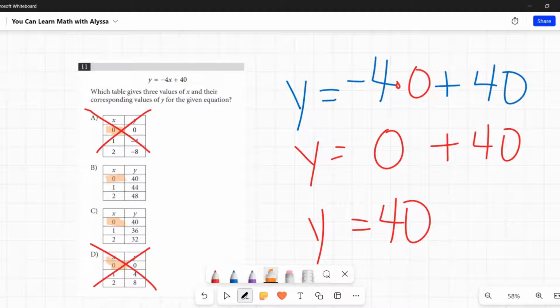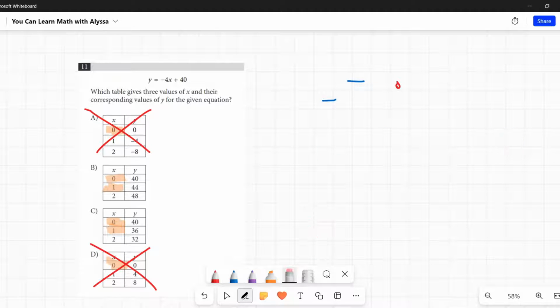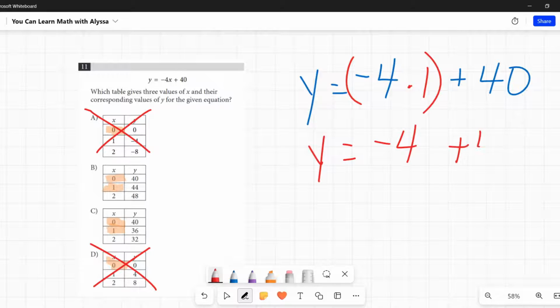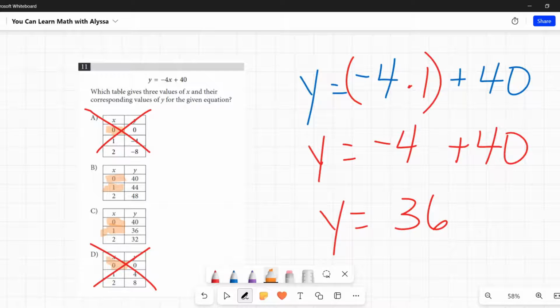So I'm going to move on to what happens if I put in 1 for X. So let's try that. Let's plug in 1. Y equals negative 4X plus 40. And I'm going to replace that X with 1. So negative 4 times 1 is negative 4 plus 40. Negative 4 plus 40 is 36. So when X is 1, Y is 36. And sure enough, C has that option, B doesn't. So I don't even have to go on to test number 2. I already know C is my answer.